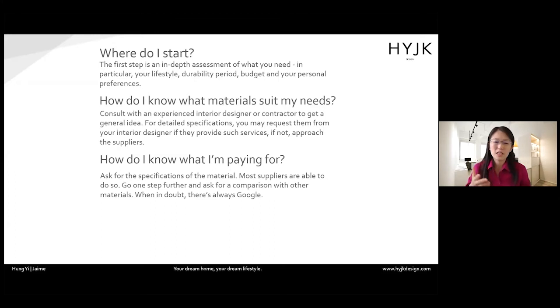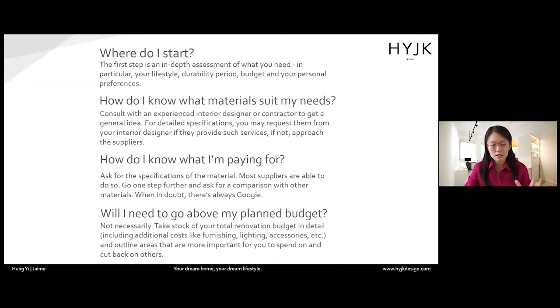And how do you know what you're paying for? So ask for the specifications of the material. Most suppliers are able to do so, and if you want, you can go one step further and ask them for a comparison with other materials. And of course, there's always Google when in doubt. So will you need to go above your planned budget? Okay, not necessarily, because what we want to do is take stock of your total renovation budget in detail, including your additional costs like furniture, lighting, accessories, etc. Okay, and then go in line by line to see what's really important for you to spend on and cut back on others.